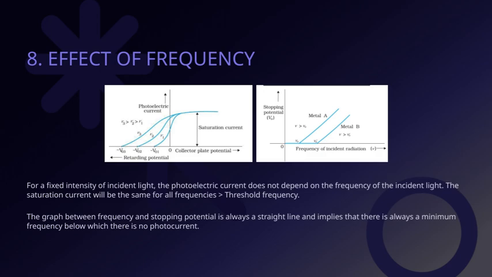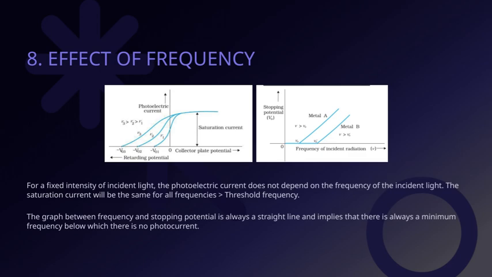The saturation current, which is the maximum current when all emitted electrons are being collected, remains the same for all frequencies greater than the threshold. This highlights a key concept in the photoelectric effect. Once the frequency exceeds the threshold, increasing it further doesn't increase the current. Instead, it just affects the stopping potential needed to halt the photoelectrons.